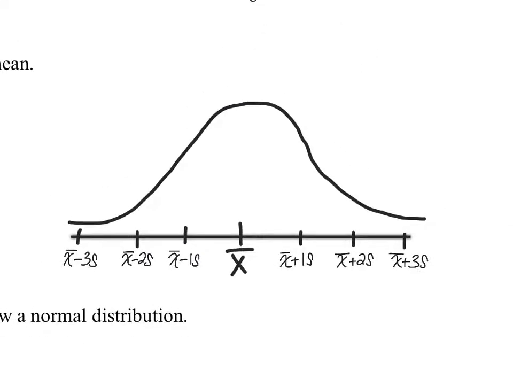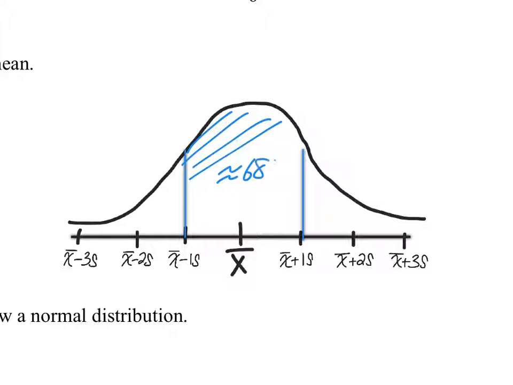What the empirical rule is telling me is that about 68% of the data will lie within one standard deviation of the mean. So I'm going to draw little benchmarks here. There's one. That's a little off. Let me do that again. Good enough. So this region here would contain approximately 68% of the data.